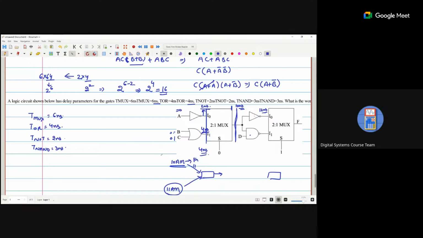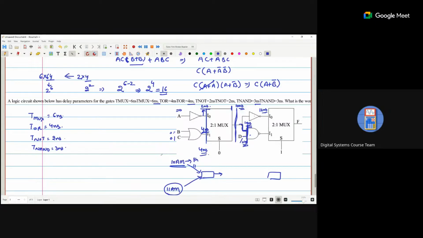This is the NAND gate. The NAND gate will take 3 nanoseconds. So one input arrives at 10 nanoseconds. The second input arrives at 0 nanoseconds because it is direct. Okay, so we are saying that all the inputs are applied without any delay. So D is also applied at 0 nanoseconds, but it has to wait till the second input arrives. So that means at this point they will go at 10 nanoseconds.